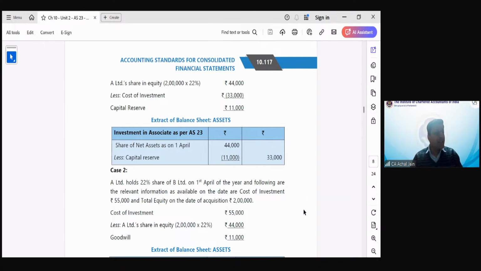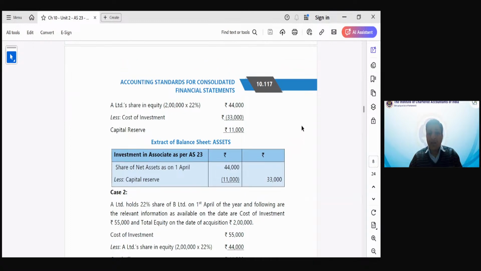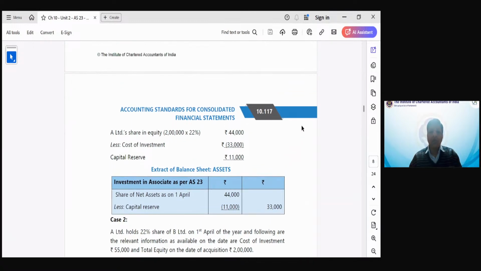Okay, so let's look at another example. A Limited holds 22% shares of B Limited on 1st April of the year. And you are also given some information on the date. Cost of investment, purchase consideration, is 55,000. Total equity on the date of acquisition is 2 lakhs. So tell me, what should we get here? In this example, what should we get, goodwill or capital reserve? Over to you, quickly.